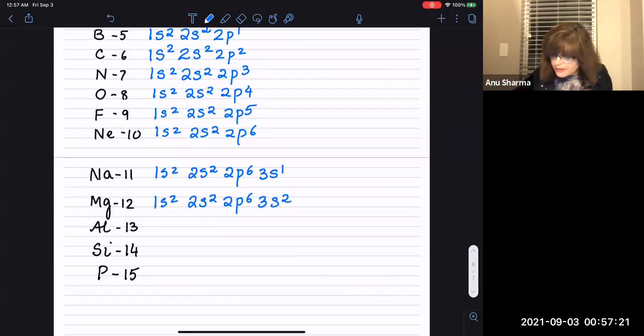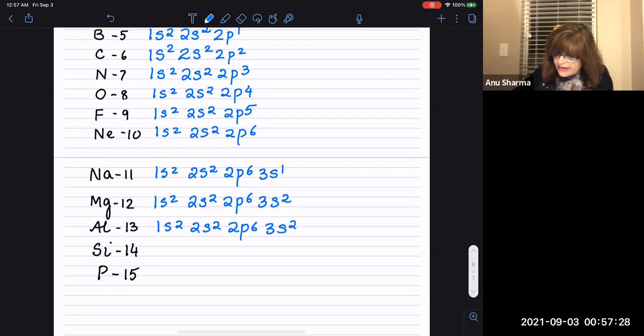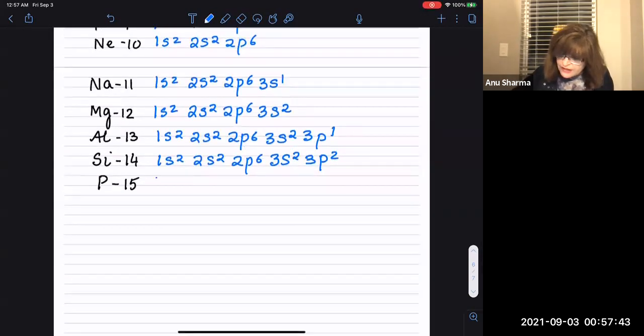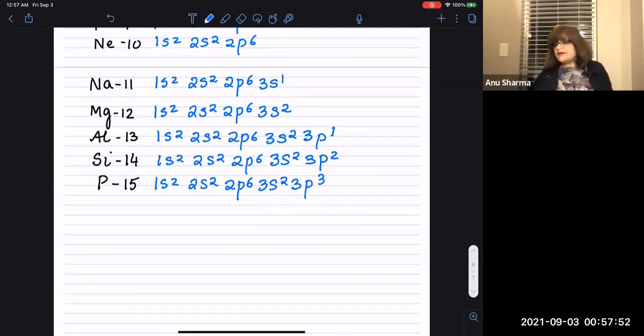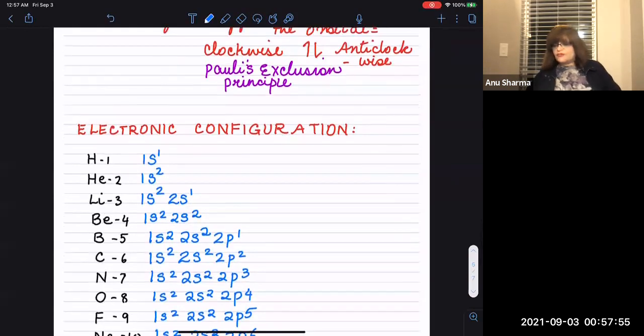And then comes aluminum, 1s2, 2s2, 2p6, 3s2, and 3p1. Silicon, 1s2, 2s2, 2p6, 3s2, and 3p2. Then comes phosphorus, 1s2, 2s2, 2p6, 3s2, 3p3.